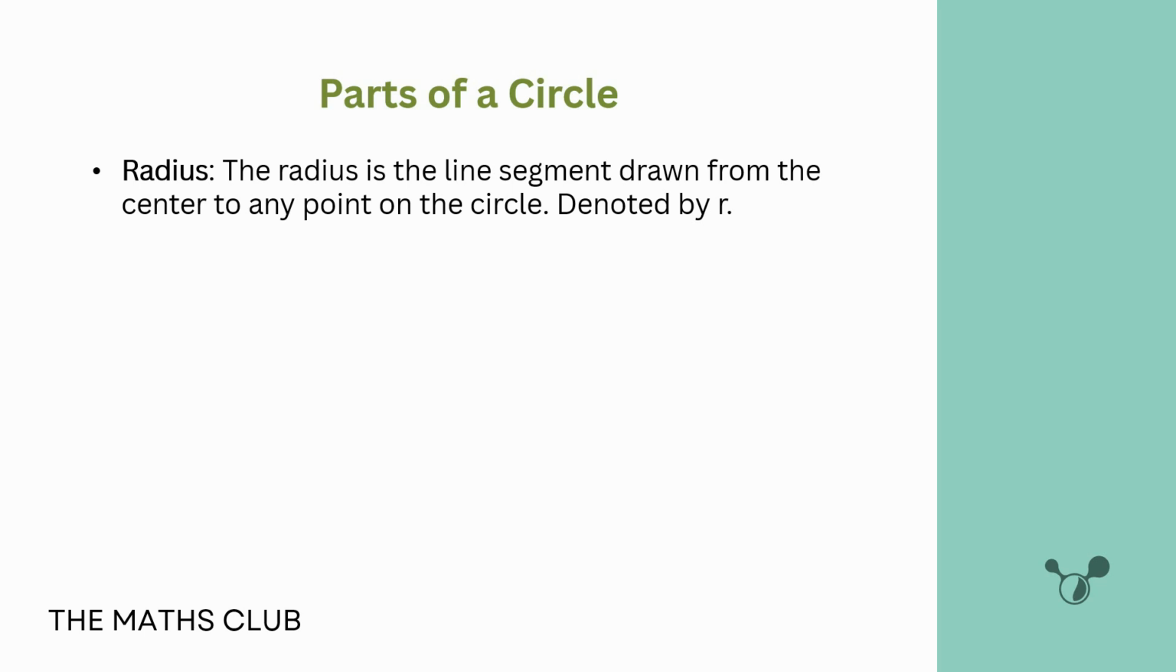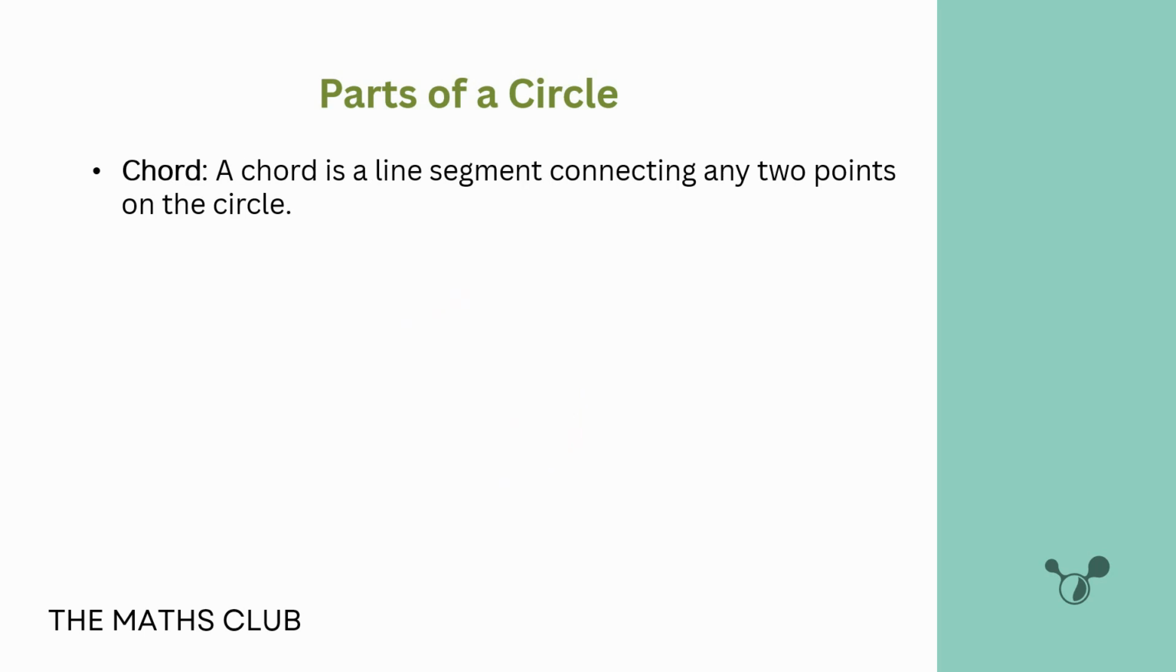The second part is the radius. So what is the radius? The radius is the line drawn from the center to any point on the circle, and is denoted by R. Let's say picture. So you can see this is the center here, right? And we are drawing a line to touch any part. So it could be here, it could be here, it could be here. Any line from the center to any point on the circle is the radius, and is denoted by small letter R.